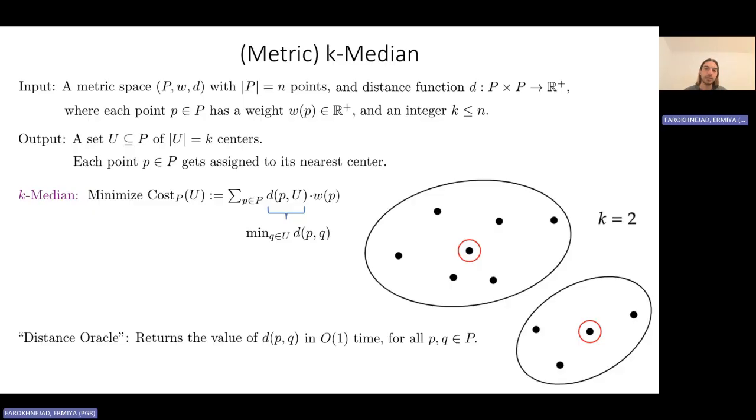The setting that we consider is that we have access to the distance of any 2 points in the space as an oracle in just constant time. So we have an oracle, we can ask what is the distance between P and Q, and we assume that we have this distance in just constant time. This is the setting that we consider.